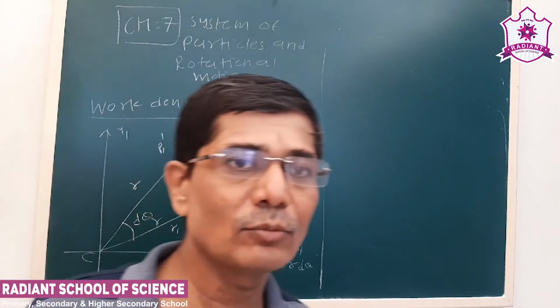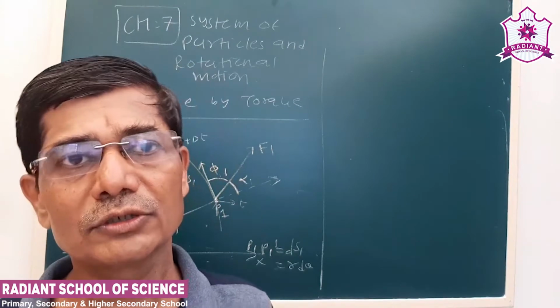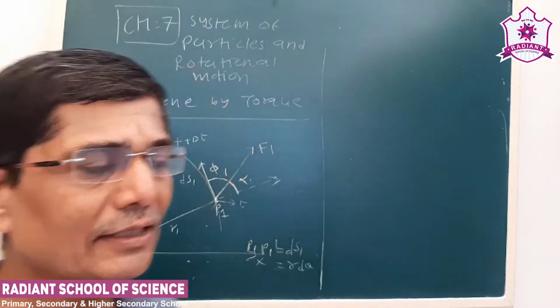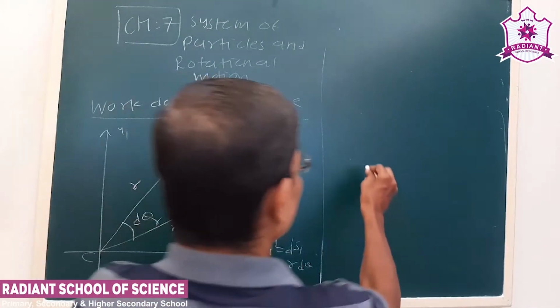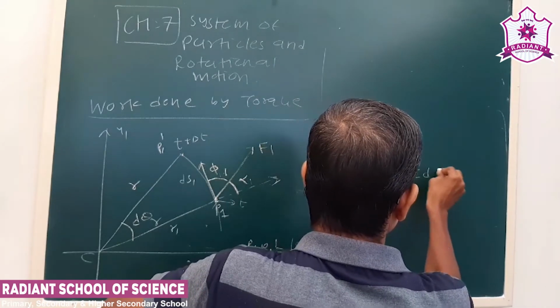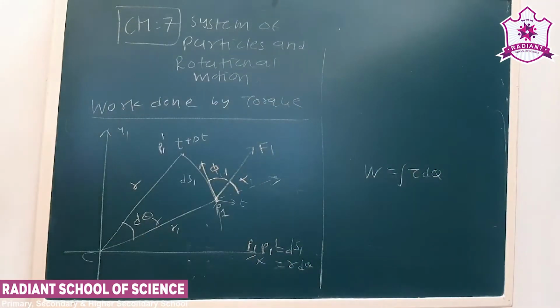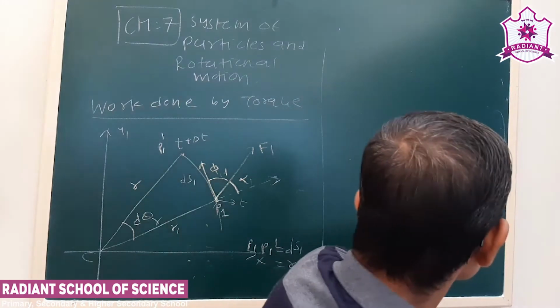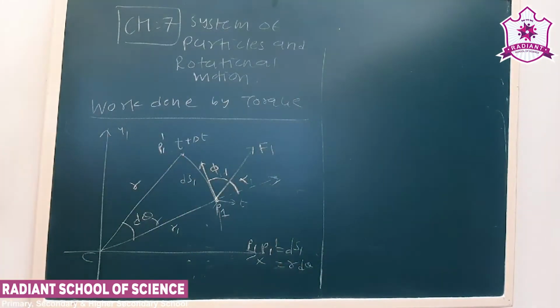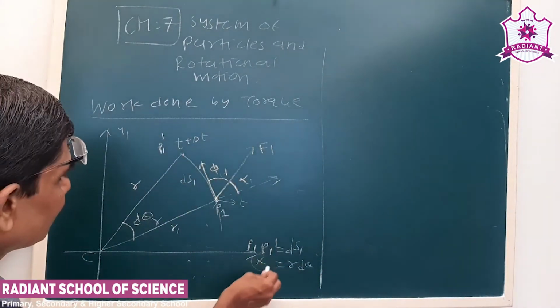Now, in our linear motion, work done was force into displacement. Here in rotational motion, the work done will be equal to torque into d theta. Now we have to see how this equation comes. Let us see the cross section of a rigid body which moves in the xy plane.